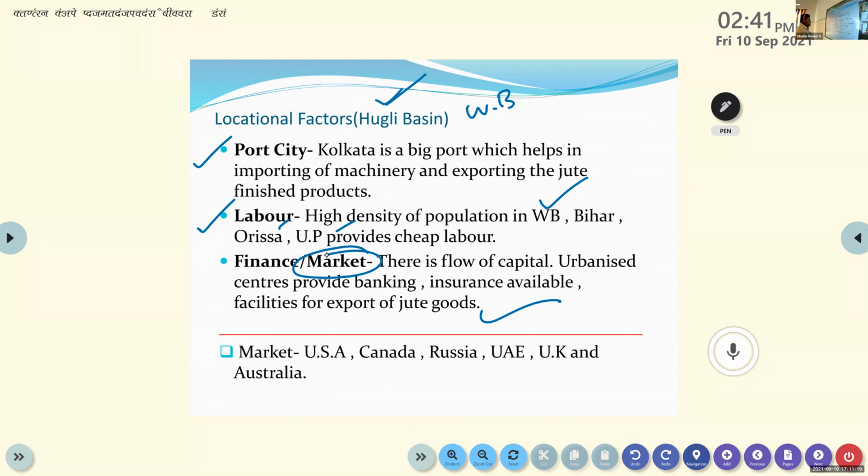International market. Basically, we are exporting these jute products to countries like USA, Canada, Russia, UAE. In your book it may be UAR, United Arab Republic, but that has changed into UAE, United Arab Emirates. Please correct that. And the UK, United Kingdom, and Australia are the countries. Basically, we are exporting the jute products to these countries. Please note down, all of you. Come on, fast.